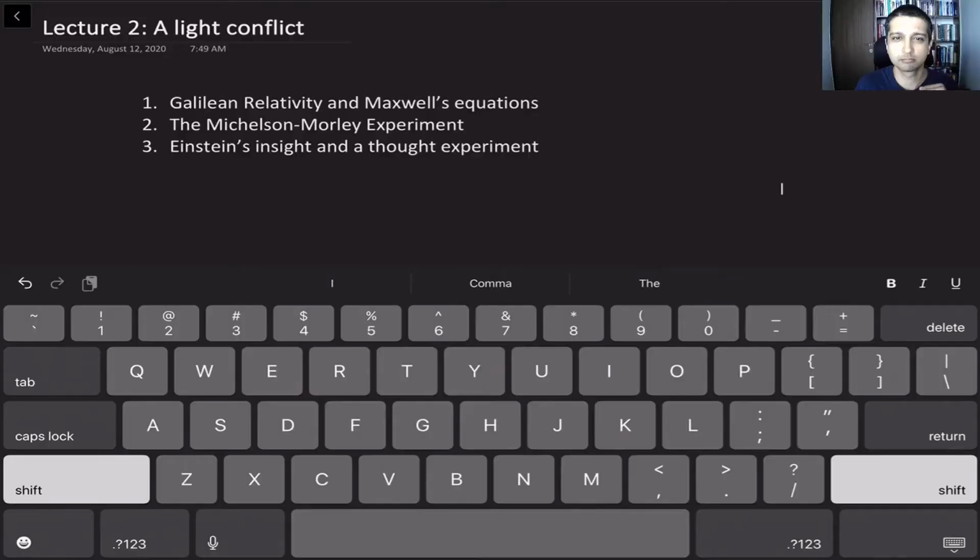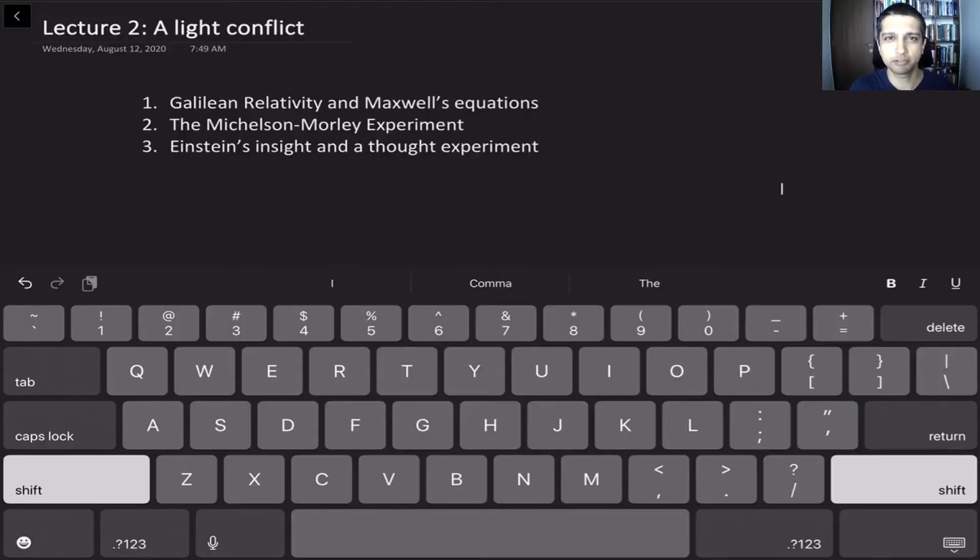However, towards the end of the 19th century, it became quite apparent that this transformation, this dictionary of Galilean relativity, which appeared to be consistent with Newton's laws, did not fit in with Maxwell's equations. This led to a paradox, and we will see today how Einstein thought about this paradox and puzzled over it.